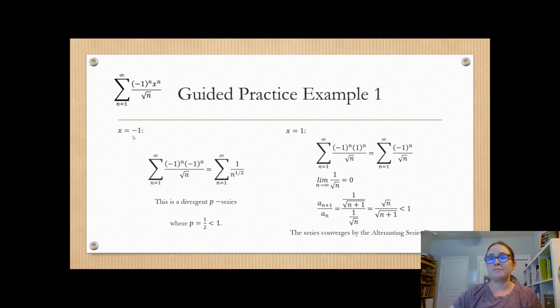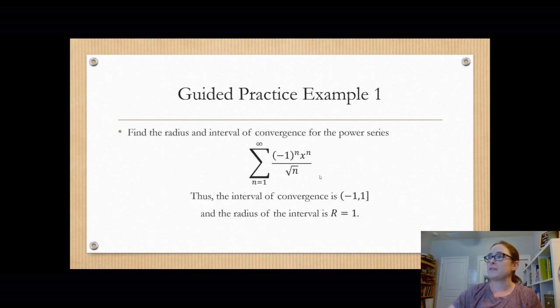Okay, so I figured out -1 is not part of the interval, 1 is. So I can write this in interval notation using parentheses to exclude the -1 and a bracket to include the +1. And so just our final statement, there's our interval of convergence and the radius of convergence that we found.